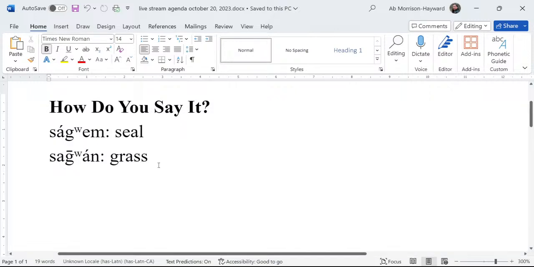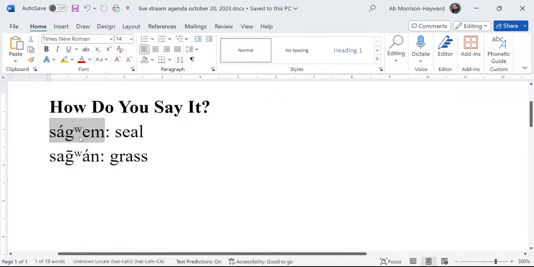I picked two words that sound the same, and I want you to pay close attention to how I'm saying these words. So the first one is sagwum. Sagwum. So sometimes people miss this gwa sound in the middle. It can be very easy to miss it.